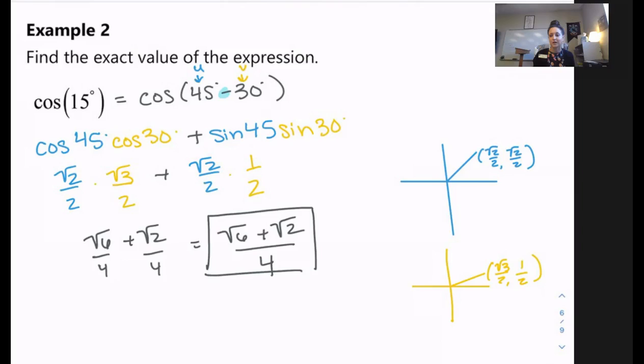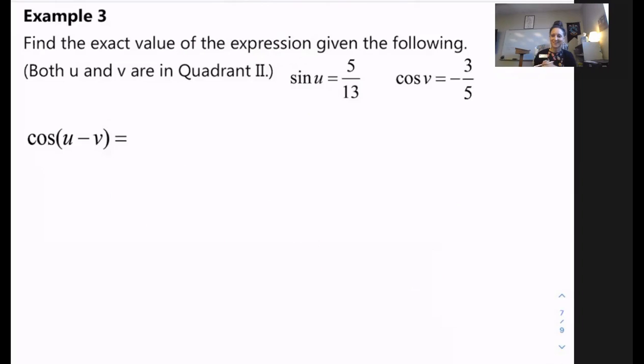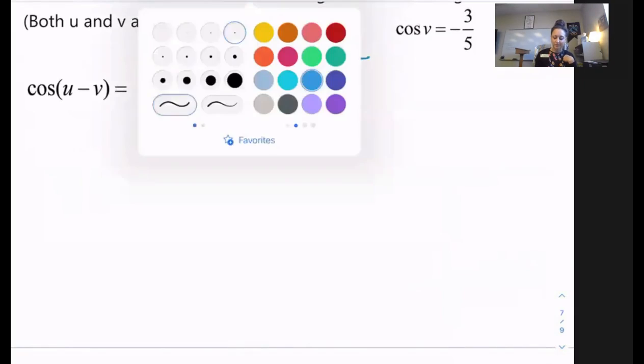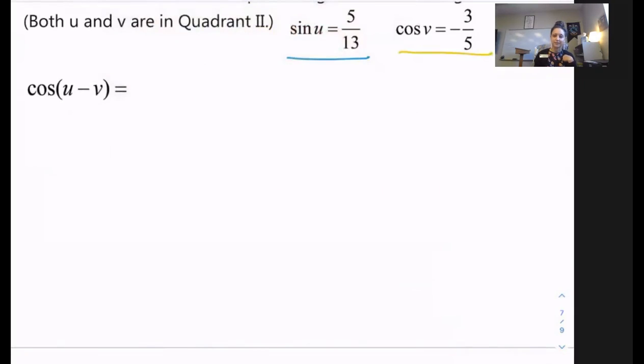The purpose of these formulas, though, is that now you can get an exact answer for angles that are not originally on the unit circle. All right, I'm going to force a pause on your screen. Will you please copy example 3 for me? Particularly, we want to write sine of u is 5/13, cosine of v is -3/5, and then we're going to try to find cosine of u minus v.